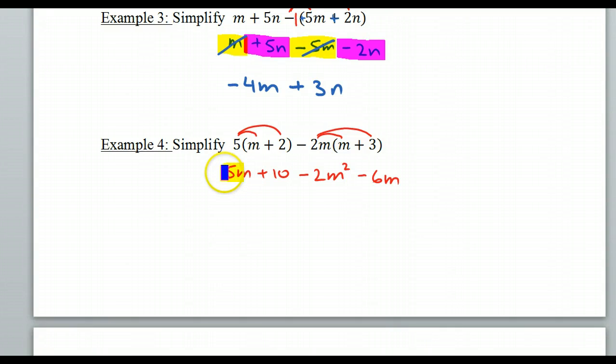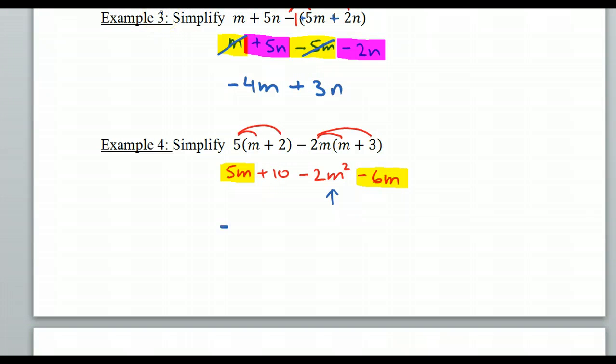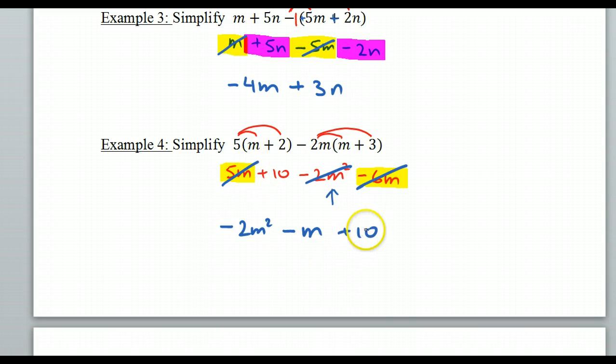I have some m's here and some negative 6m's here. This might look like it's the same term, but it's not. m squared is not the same thing as m, so those are not like terms. So I'm going to go ahead and rewrite this answer here. So I have negative 2m squared, 5m minus 6m, that's going to be negative 1m, or just negative m, and then plus 10.